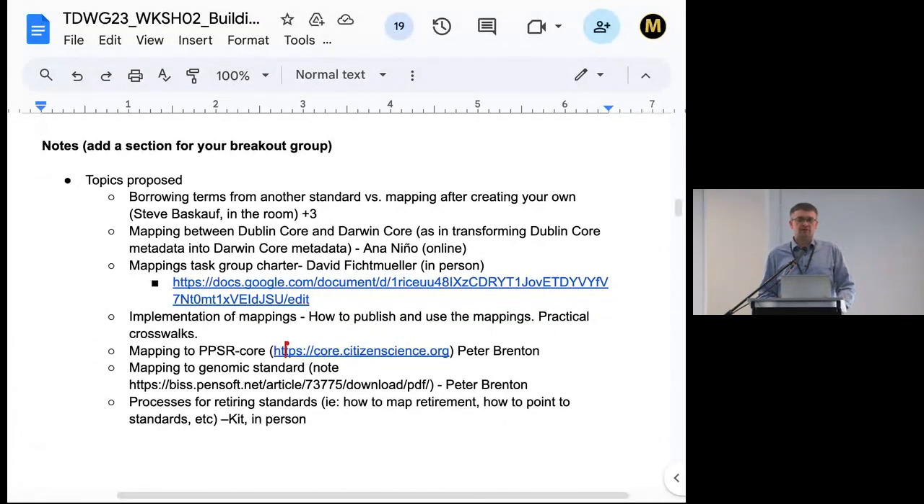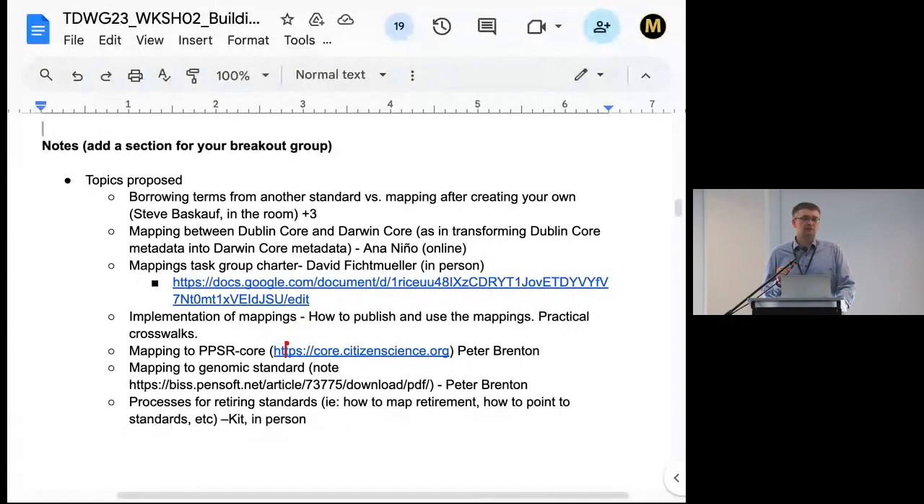So, for instance, one of the issues was how do we handle mappings that are outside of TDWG, pointing to TDWG standards? We need to be aware of that, that there are also some where we couldn't force anybody to use a certain way, but also we don't have any way to recommend how they should present their mappings. So we need a way to keep track of those mappings.